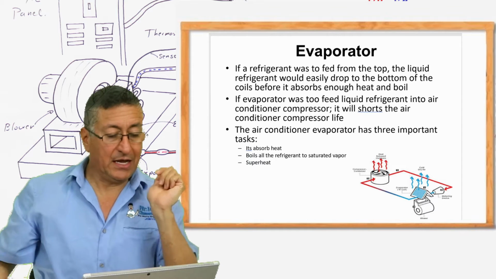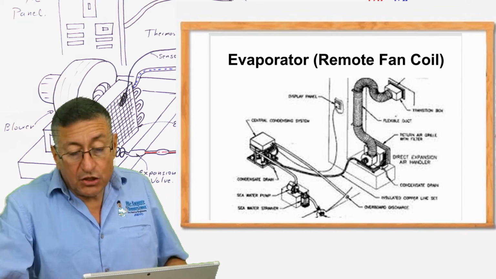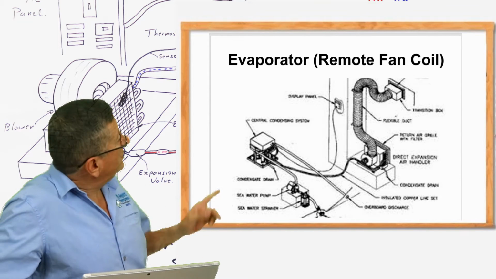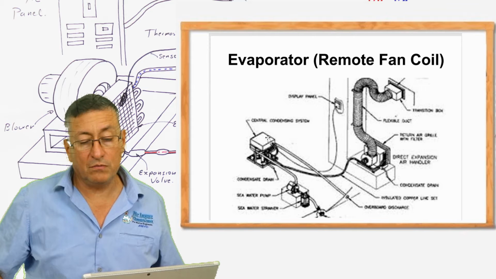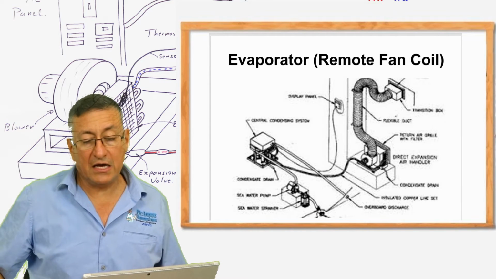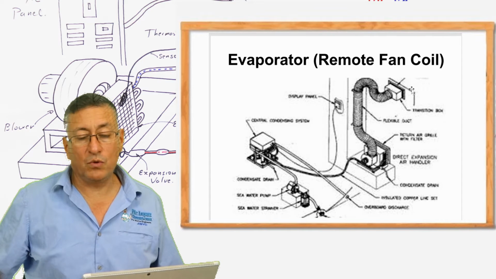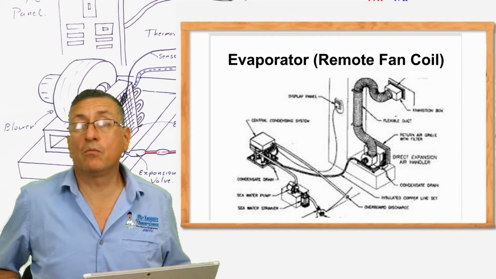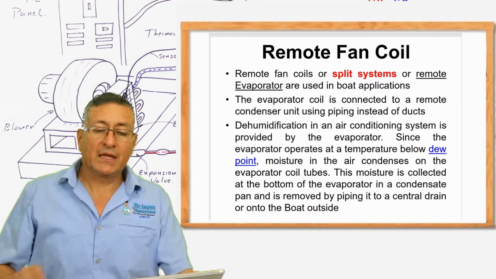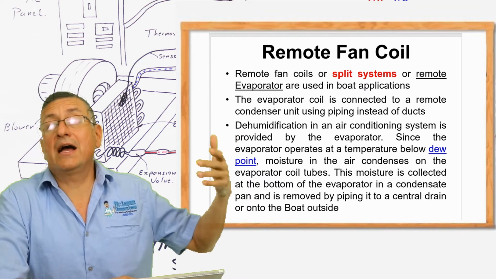Let me explain why in particular. This is the typical split unit or remote evaporator. You have the condenser located in the engine room, and you have the lines to connect remotely to the evaporator. At the output of the evaporator, you have the ducts, and you have the grill with the fresh air. Yes, my friend, the split unit is a very common unit used in marine applications. Now we are going to talk about the remote coil, the fan and the evaporator.